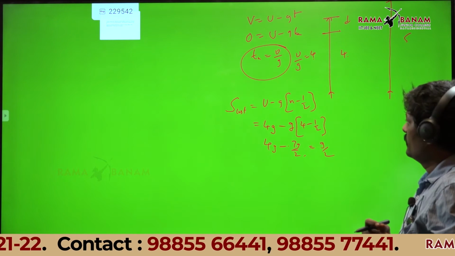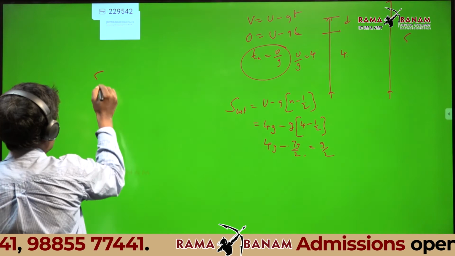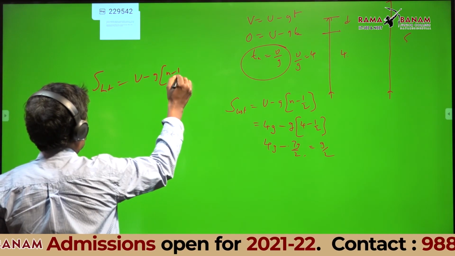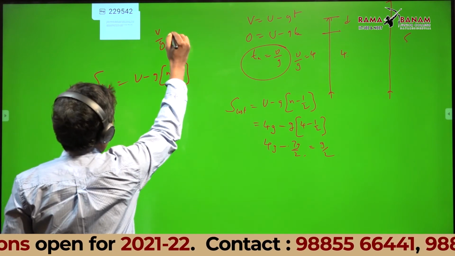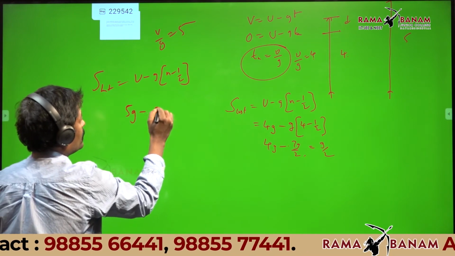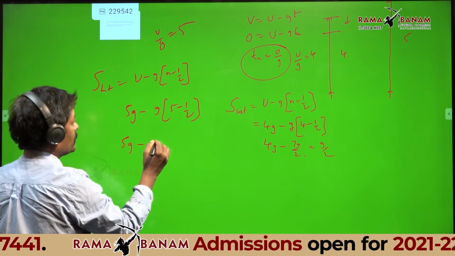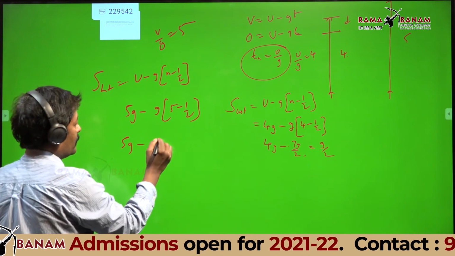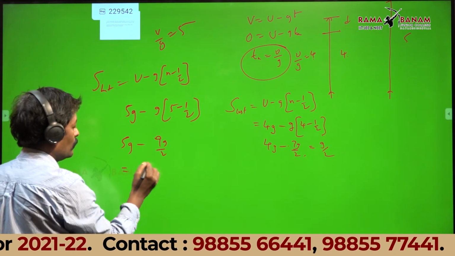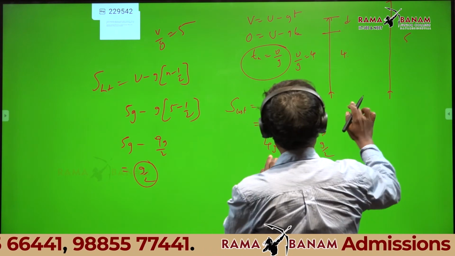It's correct. Let me find S last. S last is u minus g into n minus half. But u by g is 5, so u is 5g. 5g minus g into 5 minus half is 5g minus 4.5g, which is 9g by 2... no, that is g by 2. See the beautiful point there.